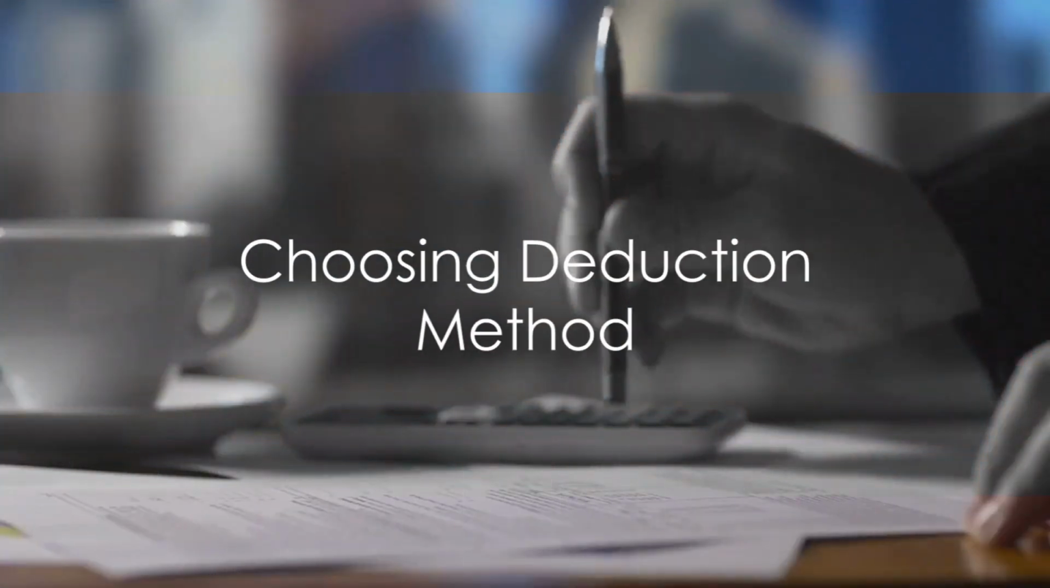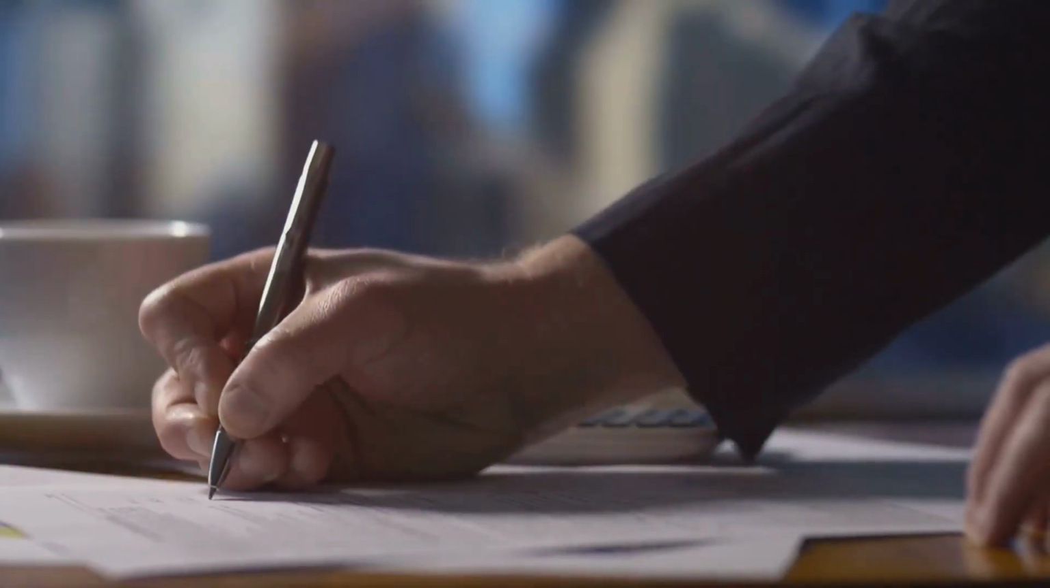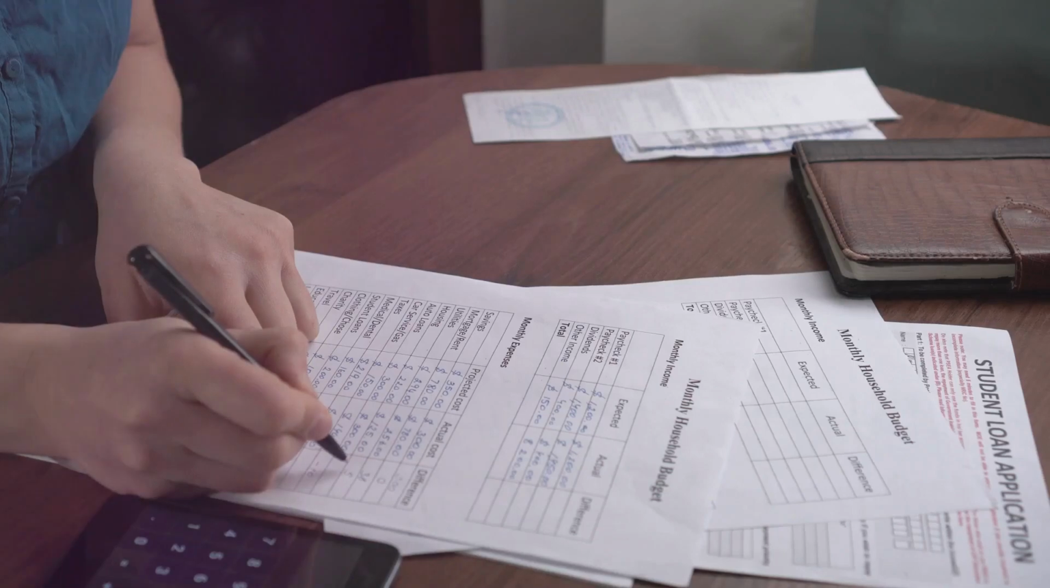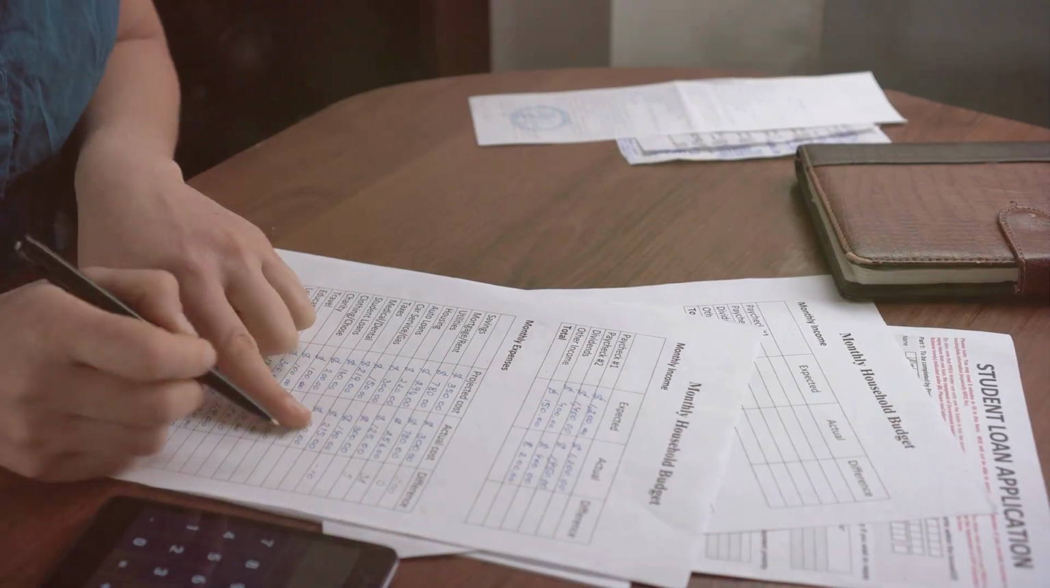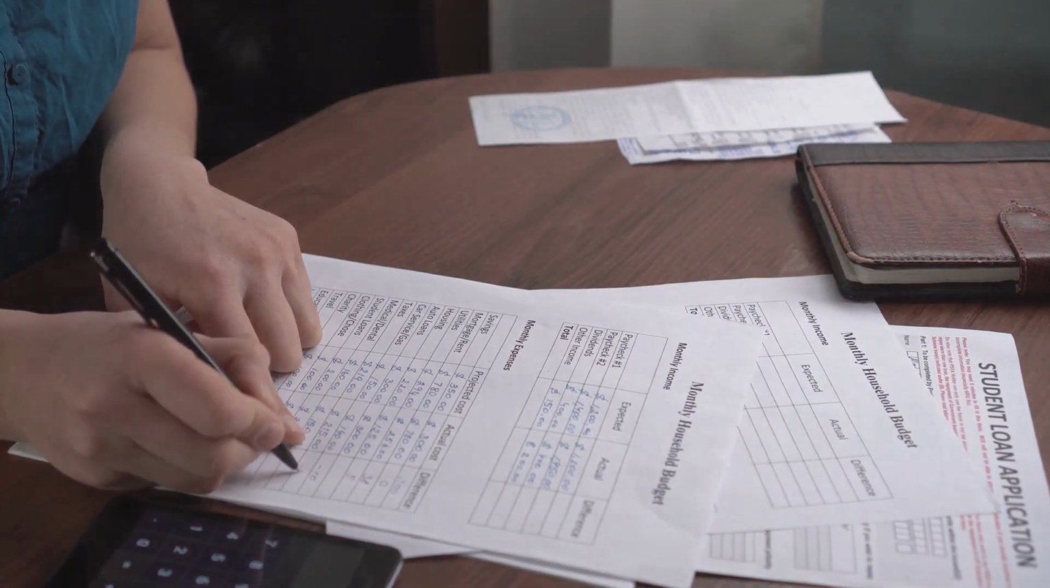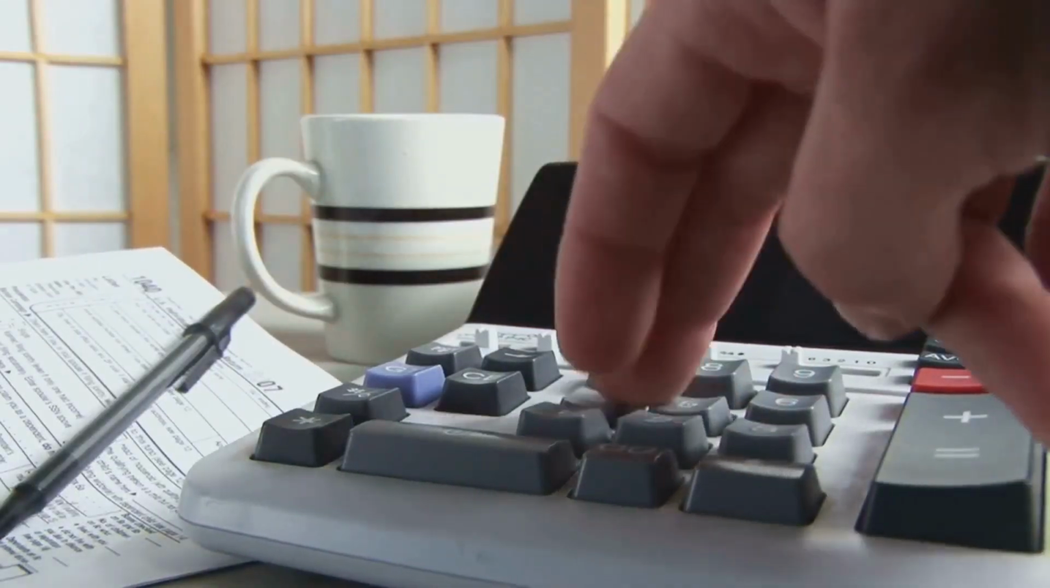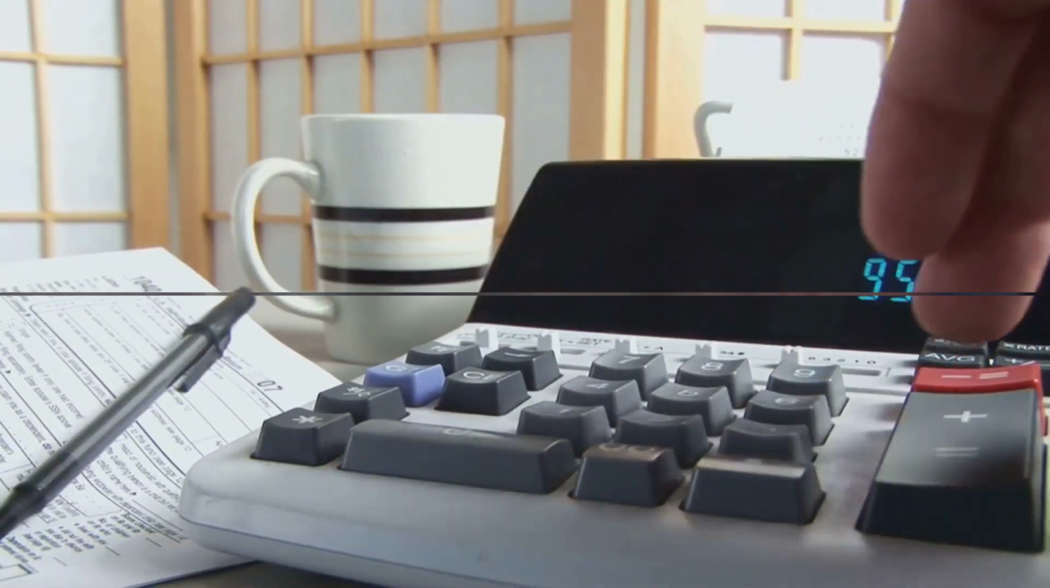Moving forward, you'll need to decide if you're taking the standard deduction or itemizing deductions. The standard deduction is a fixed amount, while itemized deductions require you to list eligible expenses. The choice depends on which method reduces your tax bill the most.